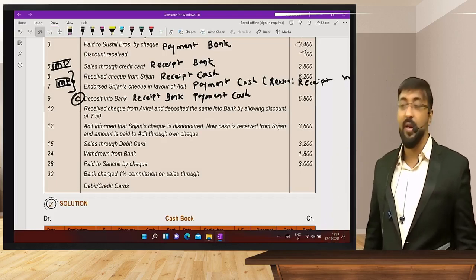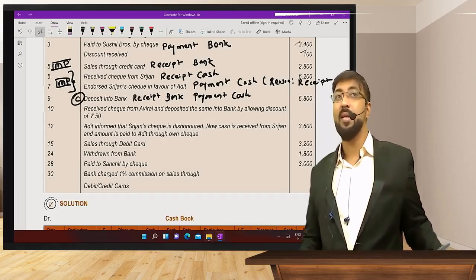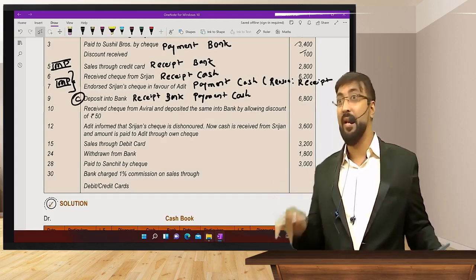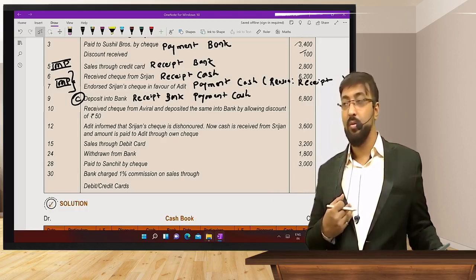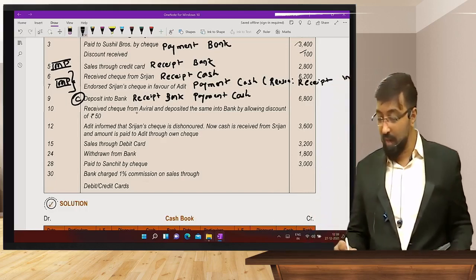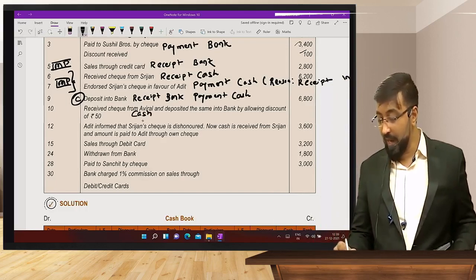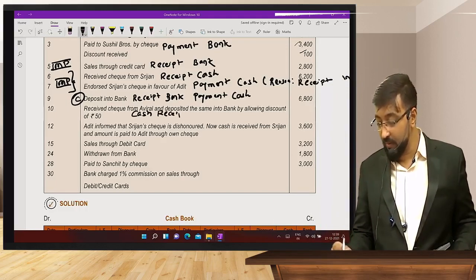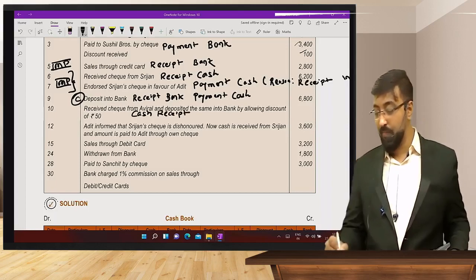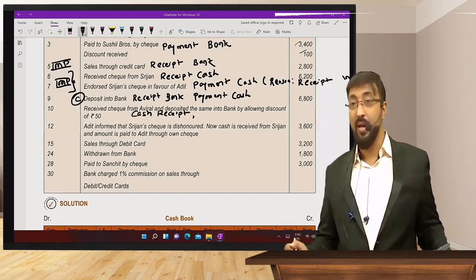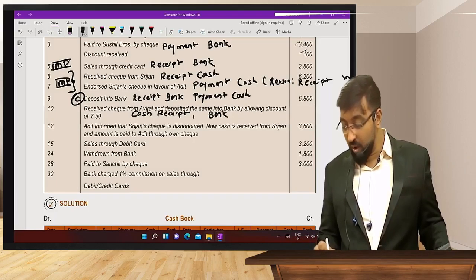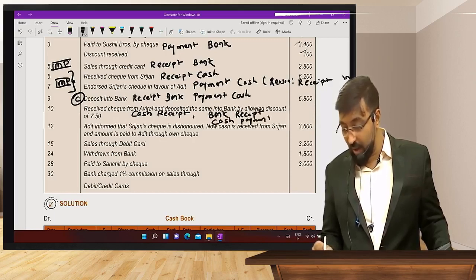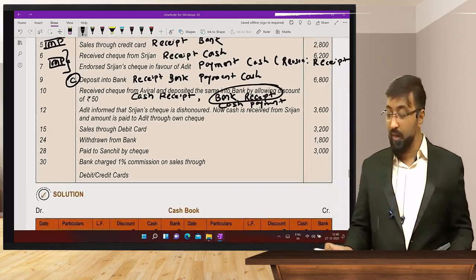Received check from Aviral. Now what happened? ICAI has passed this entry directly to bank column. But if you ask me personally in exam, first I will pass the entry in the cash account on the receipt side. Yes, first I will pass the entry to Aviral in cash column, and then bank column on the receipt side, and cash column on the payment side. Now ICAI has directly recorded in the bank column.